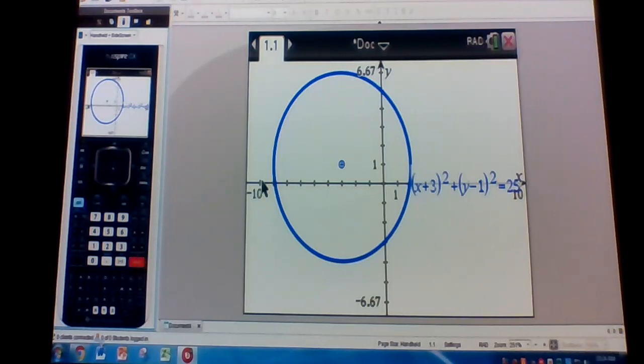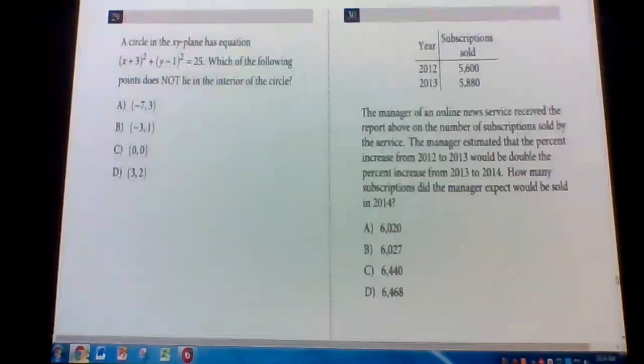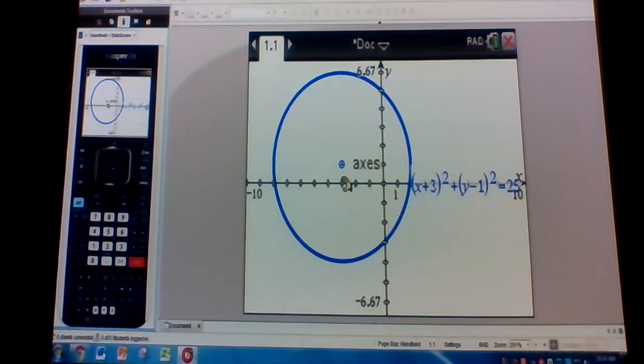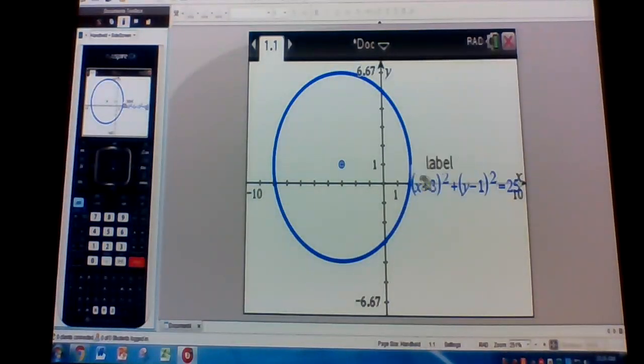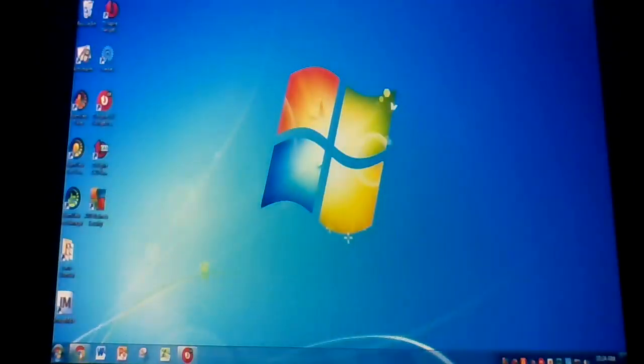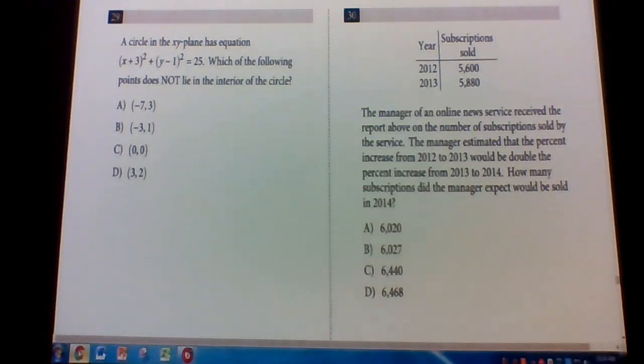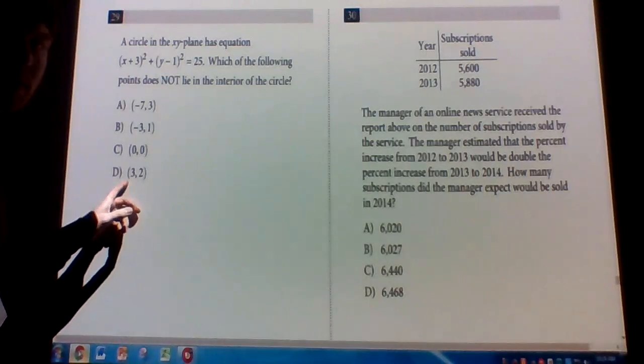Okay, and we can check our answer choices. Okay, negative 7, 3. It's right there, definitely in the circle. Negative 3, 1 is definitely in the circle. 0, 0, definitely in the circle. And then 3, 2, 1, 2, 3, 1, 2 is right here, definitely out of the circle. So it's definitely going to be answer choice D. Definitely going to be D.